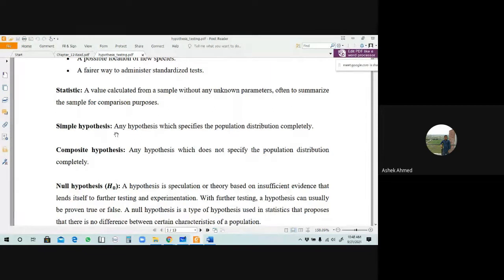Simple hypothesis, but you have to know that we do not give any definition or any proof in our question. Question কিন্তু কোনো definition এবং কোনো proof দেব না, okay, that's why we'll just see these definitions here. Another definition is simple hypothesis: any hypothesis which specifies the population distribution completely. Okay, that will be called a simple hypothesis. তারপর হচ্ছে composite hypothesis, any hypothesis that does not specify the population distribution completely.